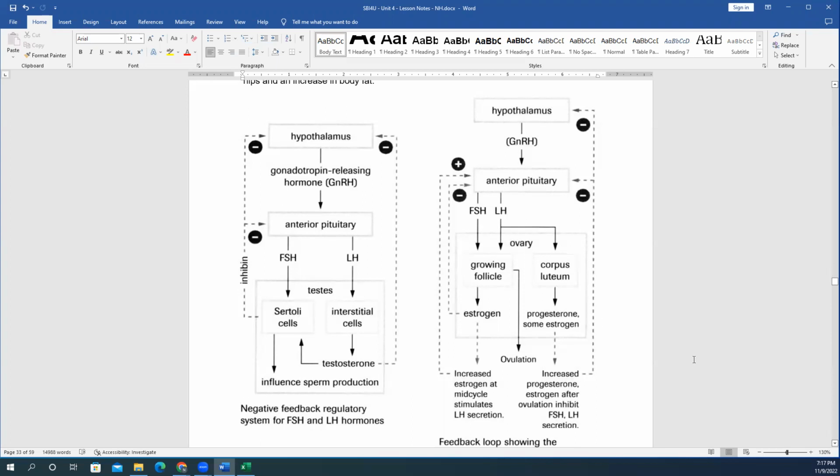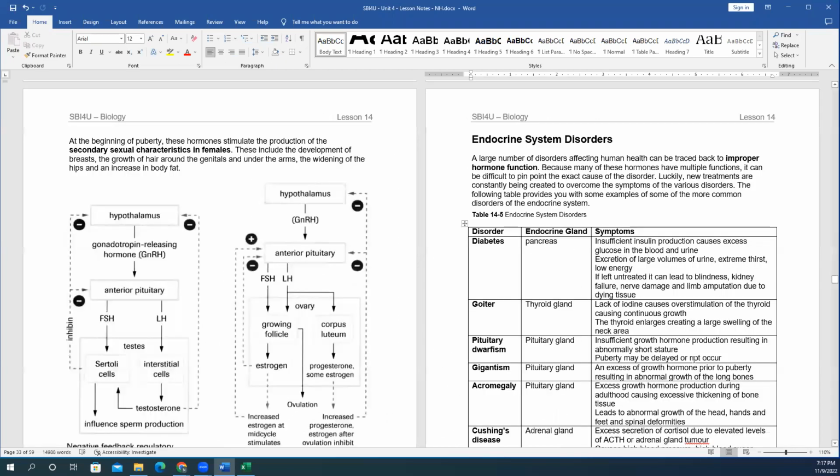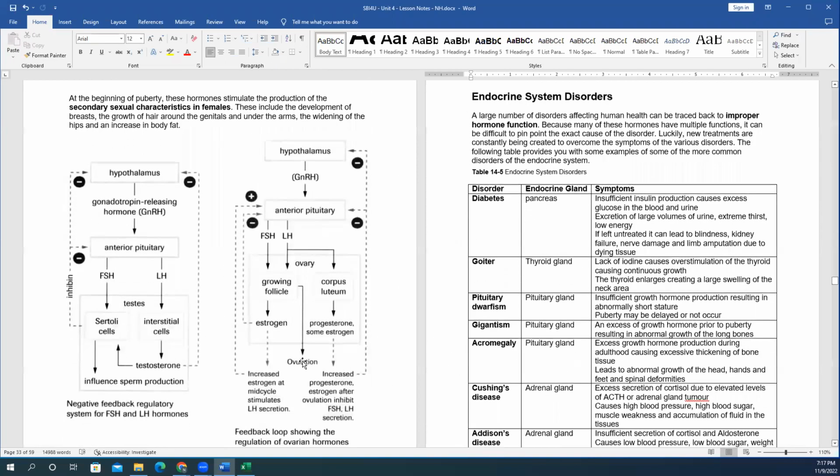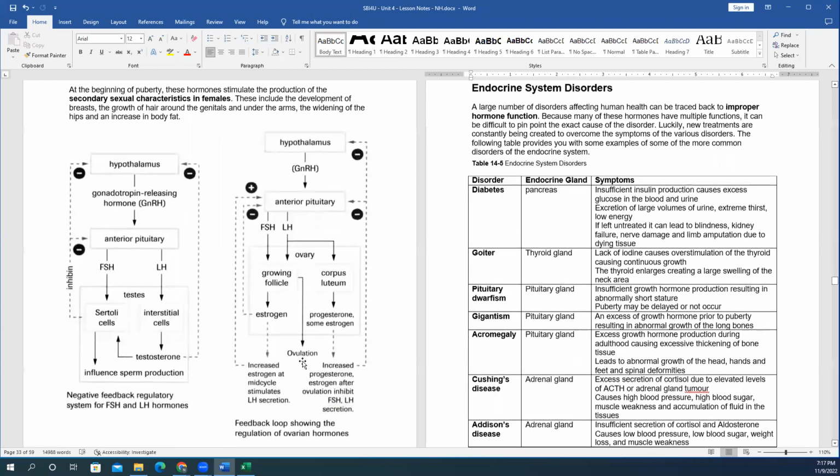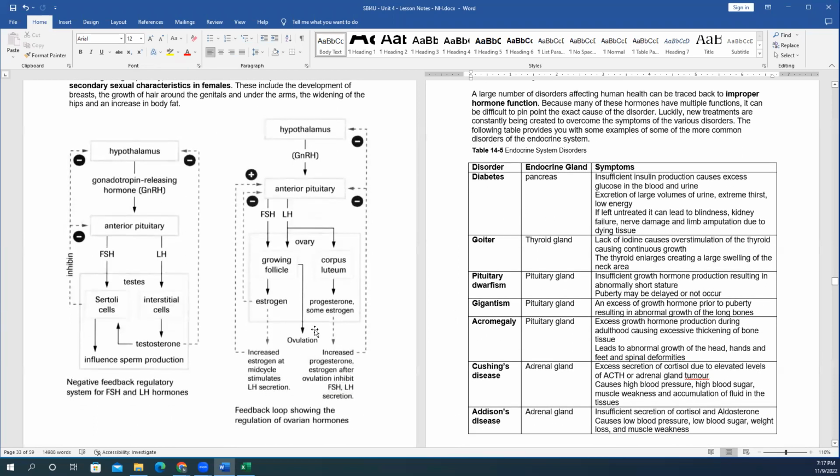Now, looking at the female, looking at the feedback loop that shows the regulation of these ovarian hormones.